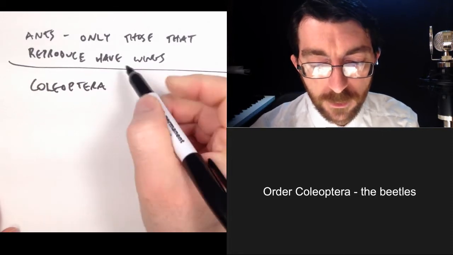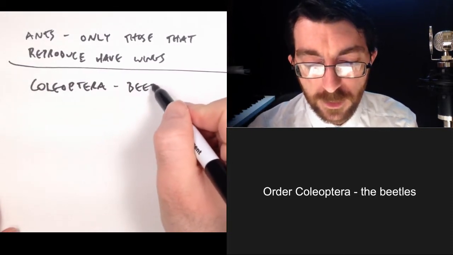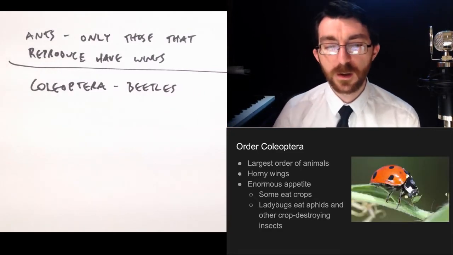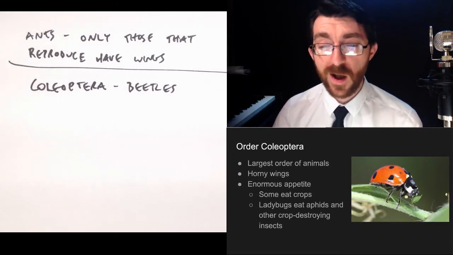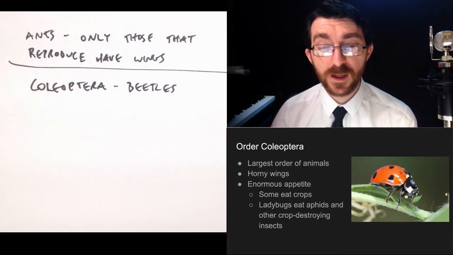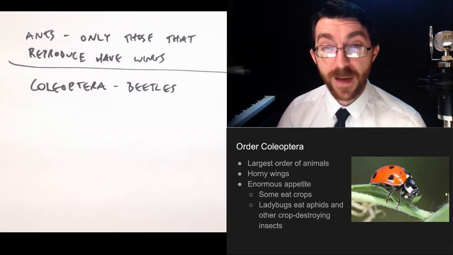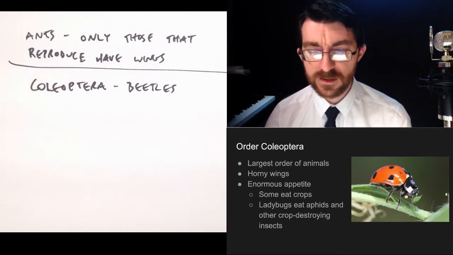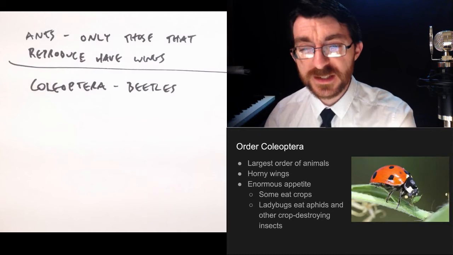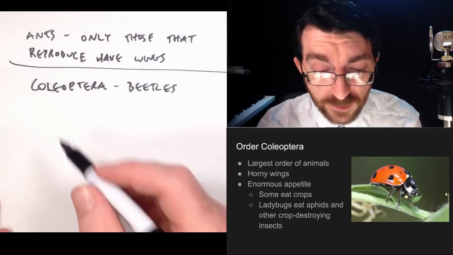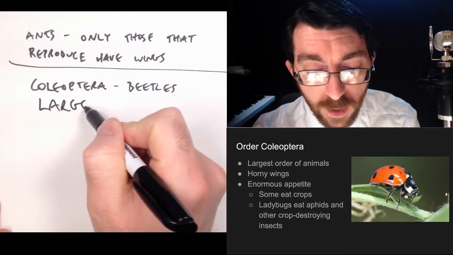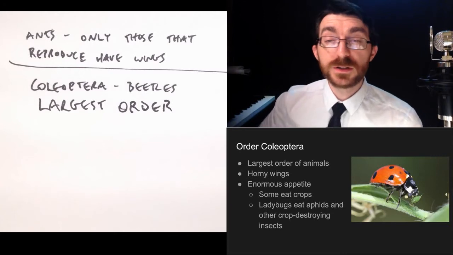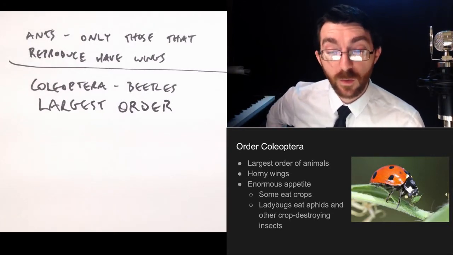Lots of bugs you know are beetles. Coleoptera means horny wings in that they are really hard shells. Think about like a ladybug. Its back is almost like a helmet. It's hard, it's smooth. It's made of a material similar to a horn. This is the largest order of animals. It means that we've got the most members in this order.